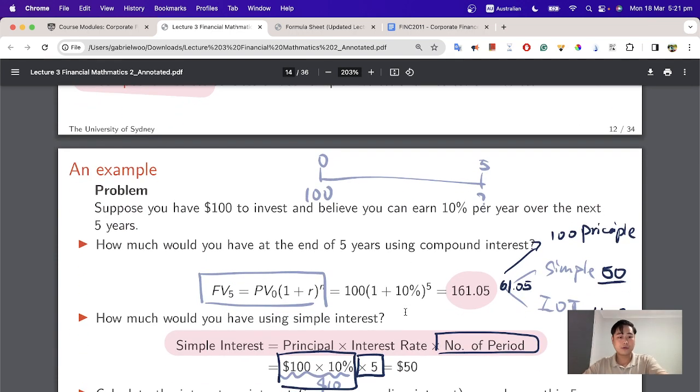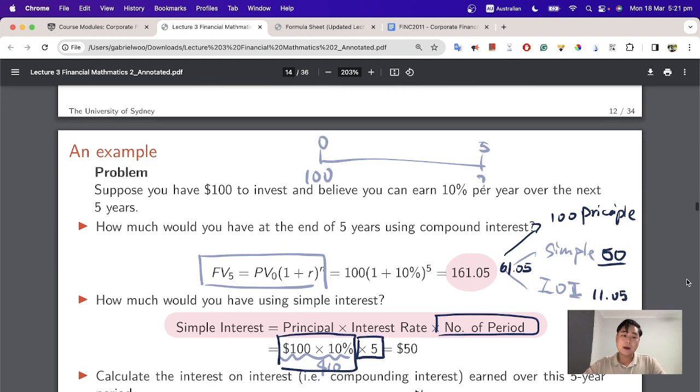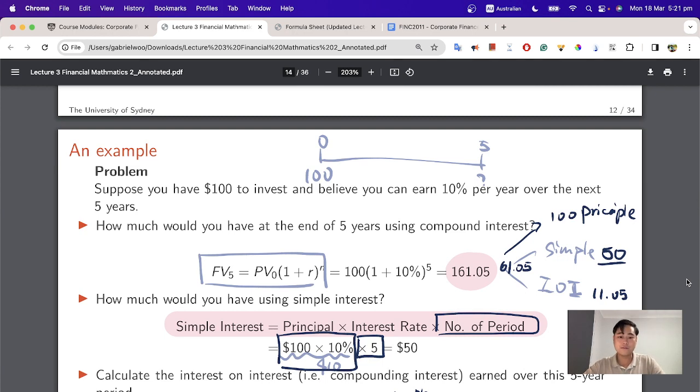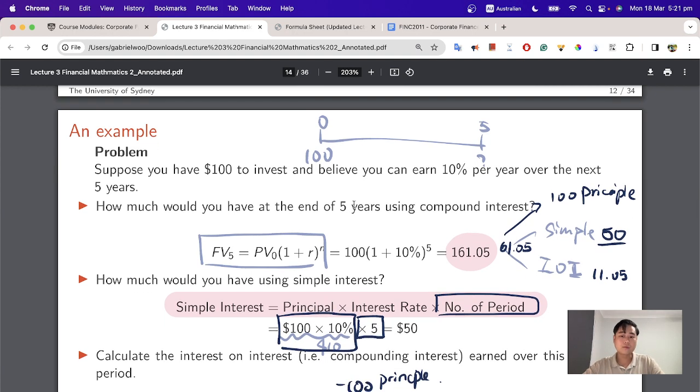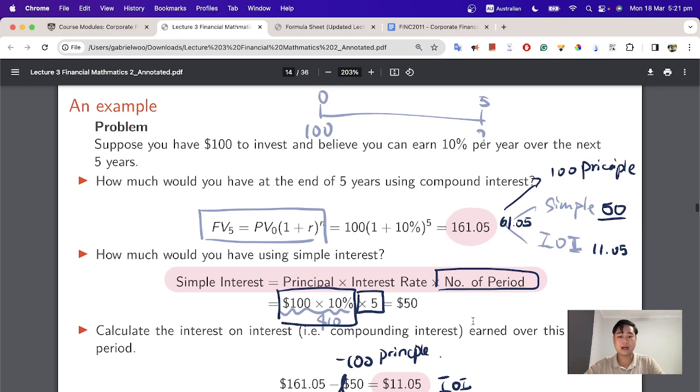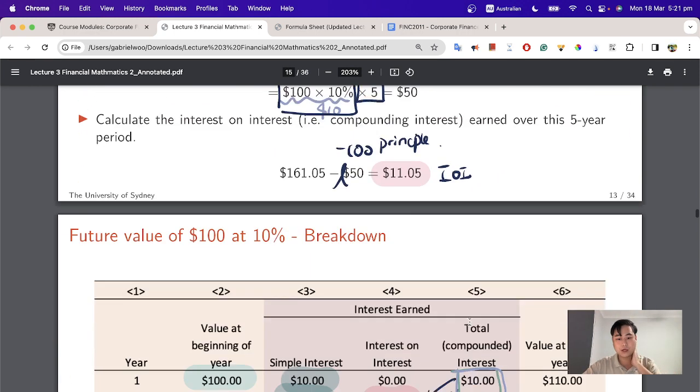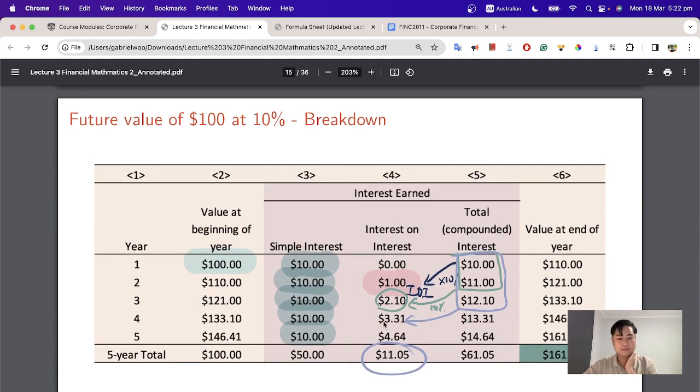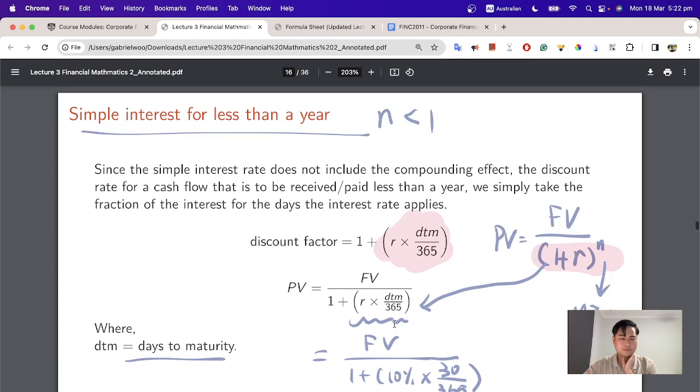So here is an example. Suppose you have 100 to invest and you believe you could earn 10% per year over the next 5 years. How much would you have at the end of 5 years using compound interest? Once again, we know this example already. How much do you have in simple interest? So you do not have the compounding effect here. Here's the breakdown of the difference.